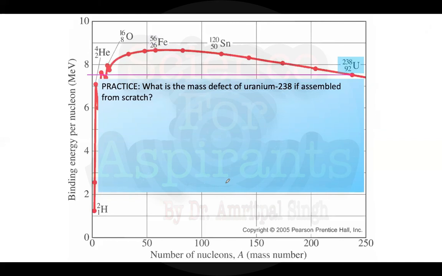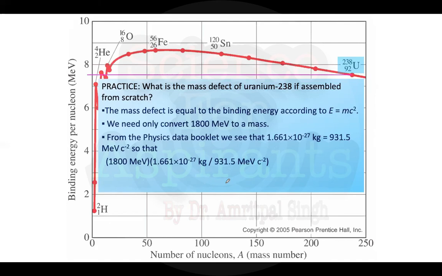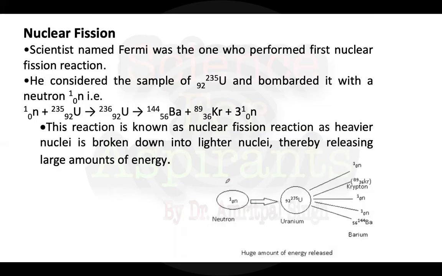So if we assemble it from scratch, the mass defect is equal to the binding energy. We can convert this 1800 mega electron volt to mass. How can we convert it? We divide it by 931.5, and this comes out to be 3.21 × 10^-27. So this is the mass defect.